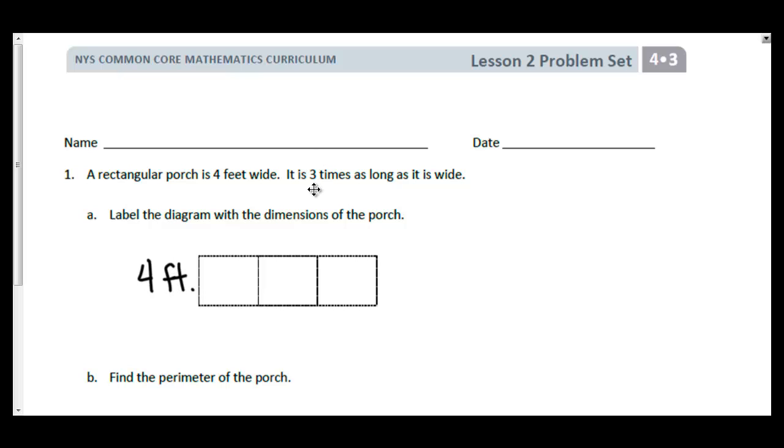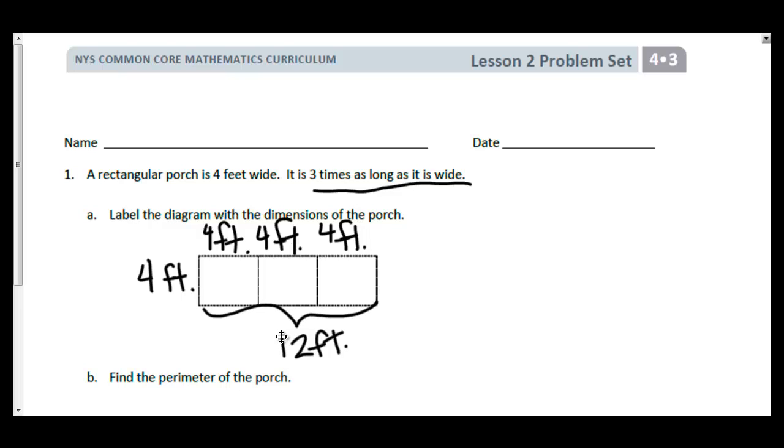Now it says that it is 3 times as long as it is wide. That's your multiplicative comparison. When it says something is 3 times as long or 4 times as long or 2 times as long, it's comparing the length to the width using multiplication. So if it's 3 times as long, that means it's got 4 feet. So that's where they get 3 times long. Think of the length as being 4 feet, 4 feet, 4 feet, which is a total of 12 feet, and the width is 4 feet. Okay, so that is a multiplicative comparison.